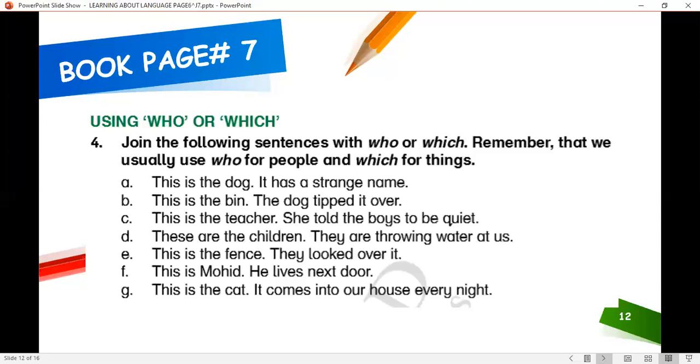And in the last sentence, this is the cat. It comes into our house every night. What we will use here is which, because a cat also comes under the heading of things. This is the cat which comes into our house every night. I hope you have got the use of who and which clearly.